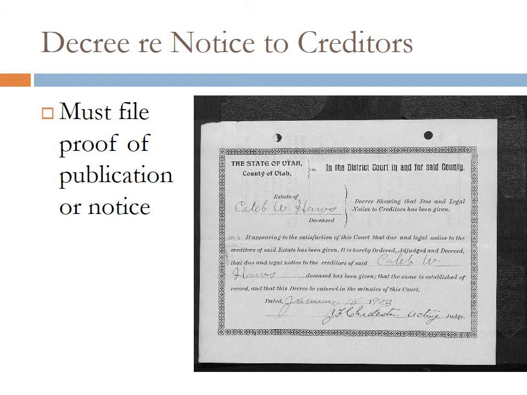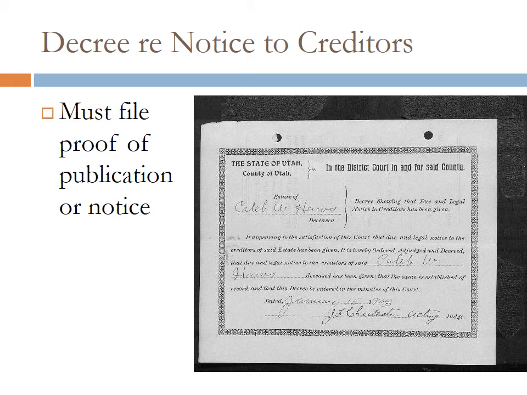Here's the decree on the notice of creditors, stating that they had to file the notice or proof of publication of the notice. In this case, and more recently in time, notices are published in newspapers, usually a newspaper of general circulation within the county. That does not mean it needs to be the largest or most prominent newspaper. It simply means that a notice has to be published.